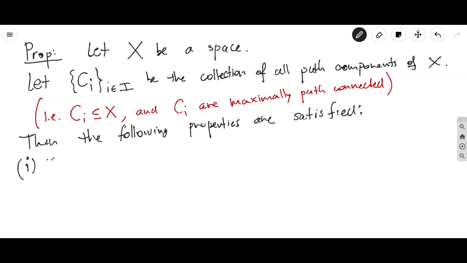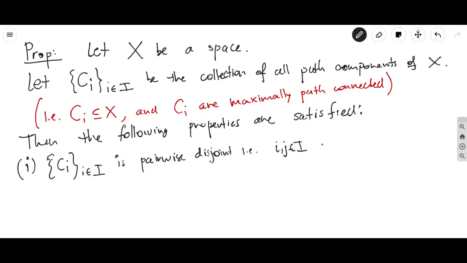So this family is pairwise disjoint. In other words, if you take 2 indices in your indexing set, I, and the 2 indices are different, then Ci intersect Cj will be empty. They do not overlap. And if you think back to that picture that we drew with 2 regions that were path connected, you can see from the picture they're not overlapping. So that kind of makes sense.